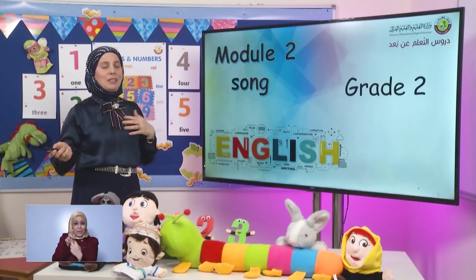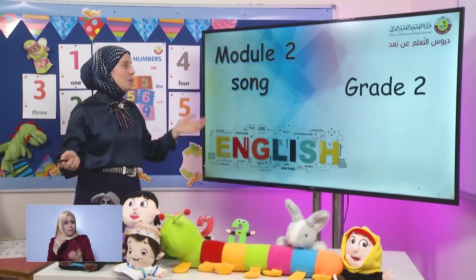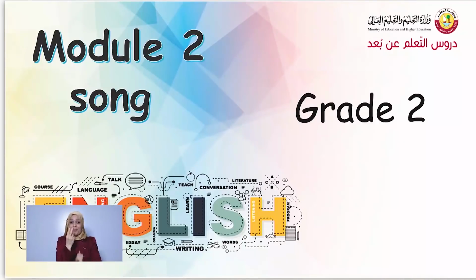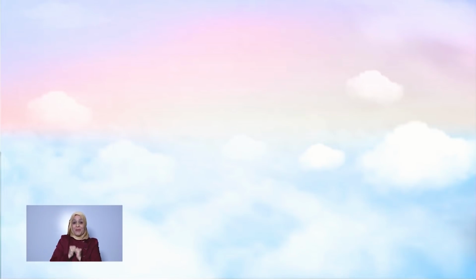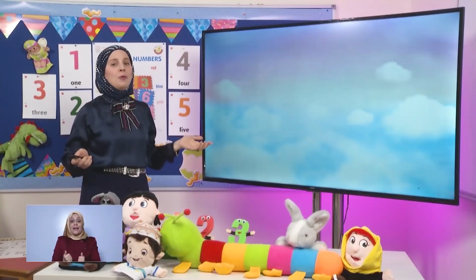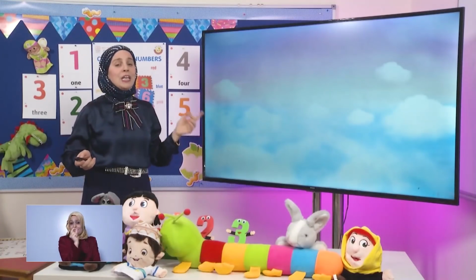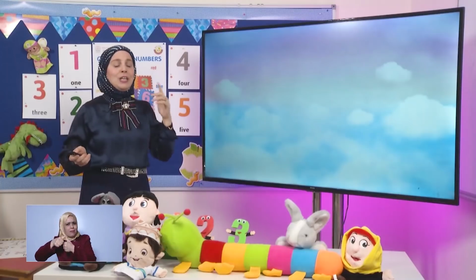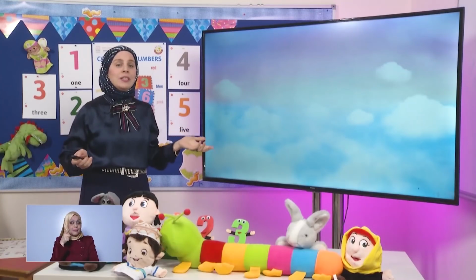I'm Miss Dima. Today, our lesson is from Module 2, Song. Before we start, we have to read our super reader words. Keep it in your mind, my students. You have to repeat each word after me.